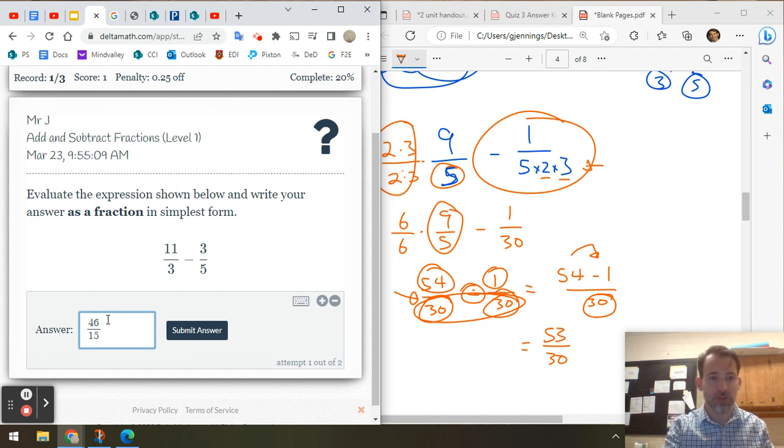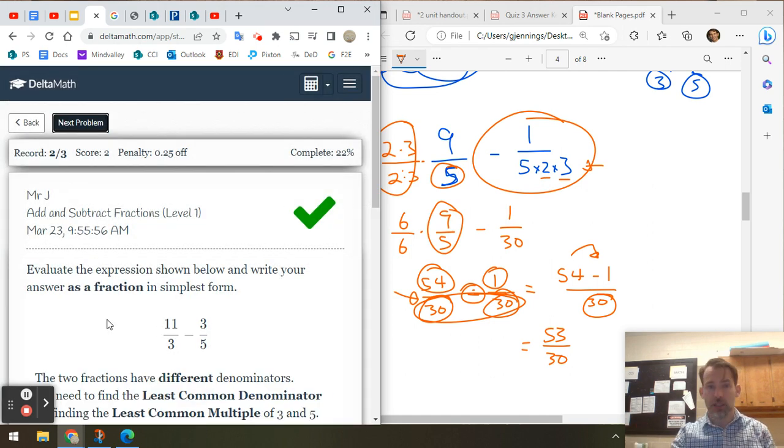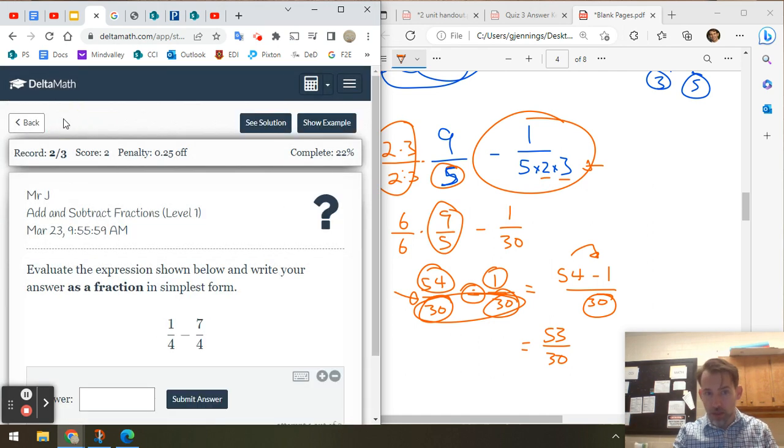Oh, 15. Yeah, sorry. 46 and 15 don't share factors because 15 is factors 3 and 5, and 46 is divisible by neither 3 nor 5. Hooray! So we can do these in our heads.